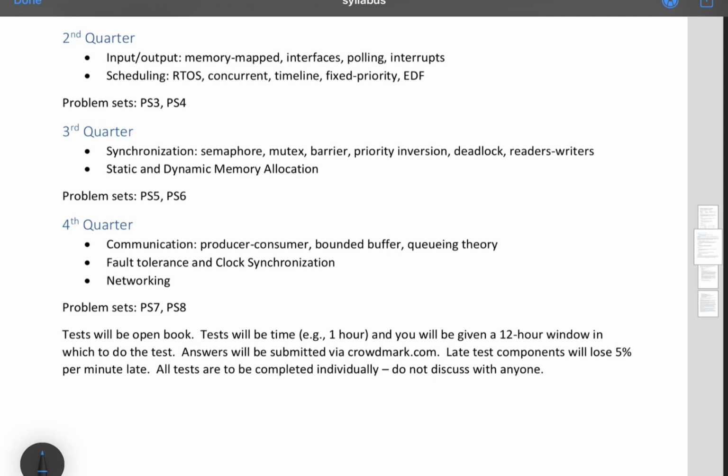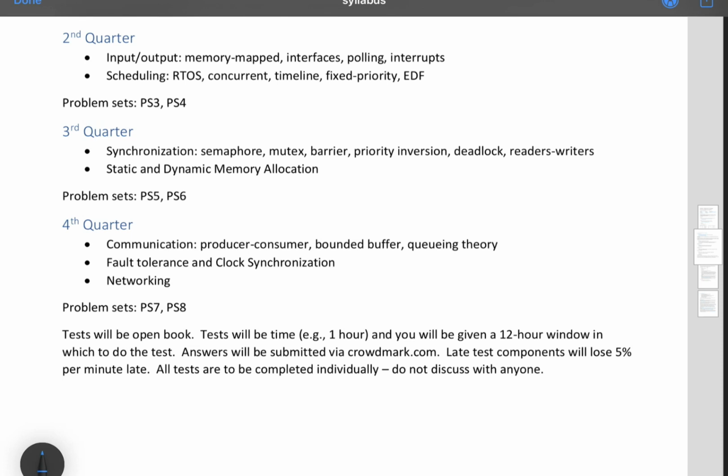The tests will be open book, meaning that you can use your notes and you can use the internet. You may not use cheating websites like Chegg, where you can submit a question in real time and ask for an answer. The tests will be timed, so roughly an hour is my plan, and I'll give you a 12-hour window in which to do the test. I'll consult with your class reps to see what kind of window works well for you: 6 a.m. to 6 p.m., 8:30 to 8:30, or what.